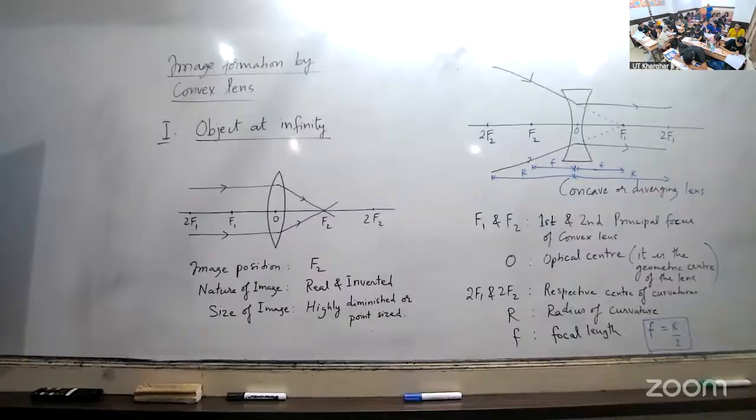For your understanding it is good, but don't write this in the paper. For correlation purposes, whatever was the image position in image formation by a concave mirror is exactly the same for the convex lens.